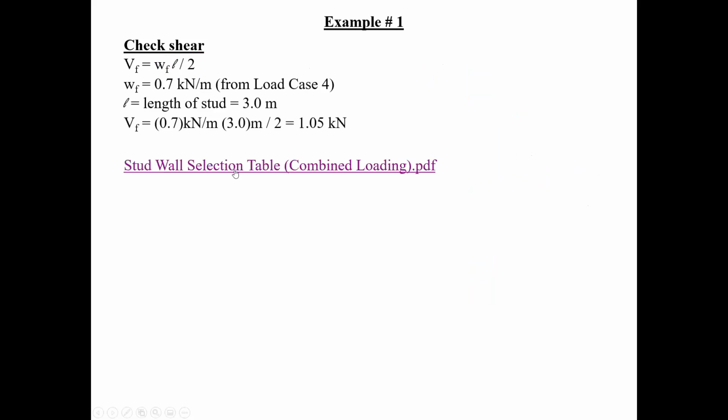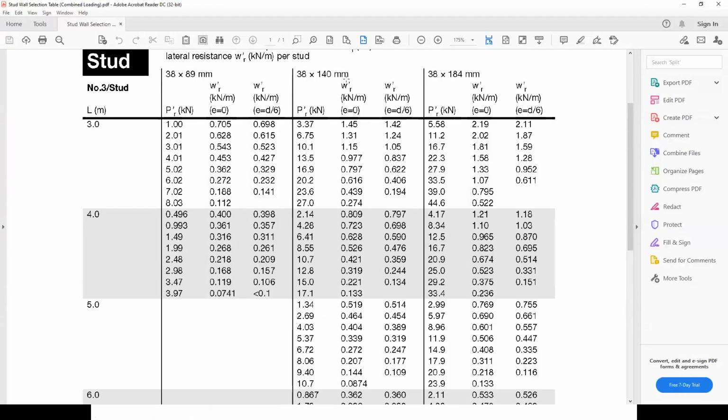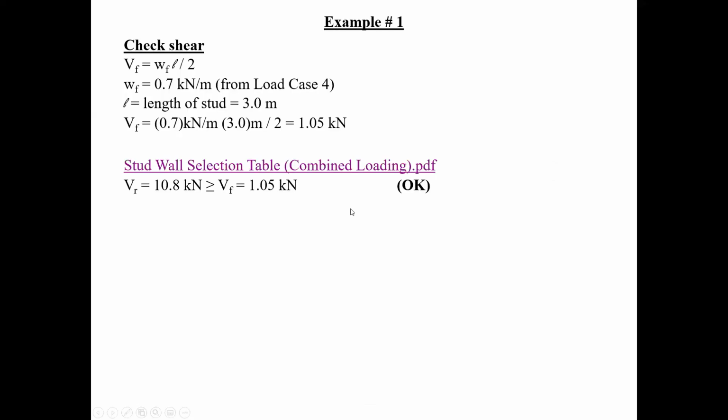Now, like I said, what I like about the stud selection tables is that if you go to the bottom, we're using 2x6s, so it tells me right away the VR value here for a 2x6 is 10.8 kilonewtons. And that's where I get the value. So as long as my VF is less than 10.8, I'm okay. So I've got strength for bending and for axial forces combined, it's okay. And I've got the shear, it's okay.